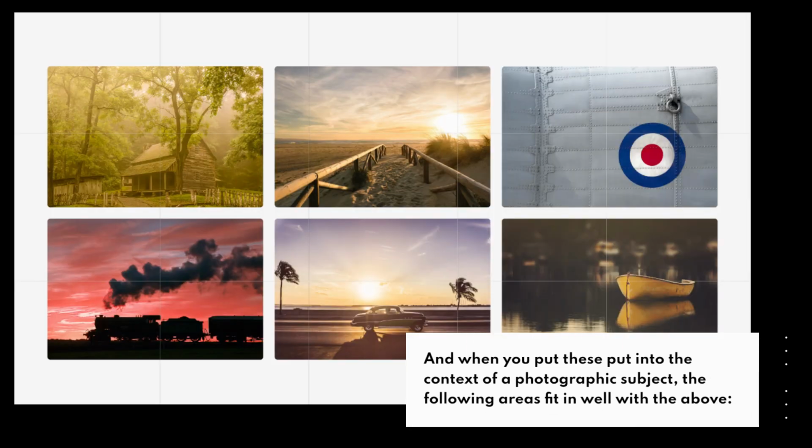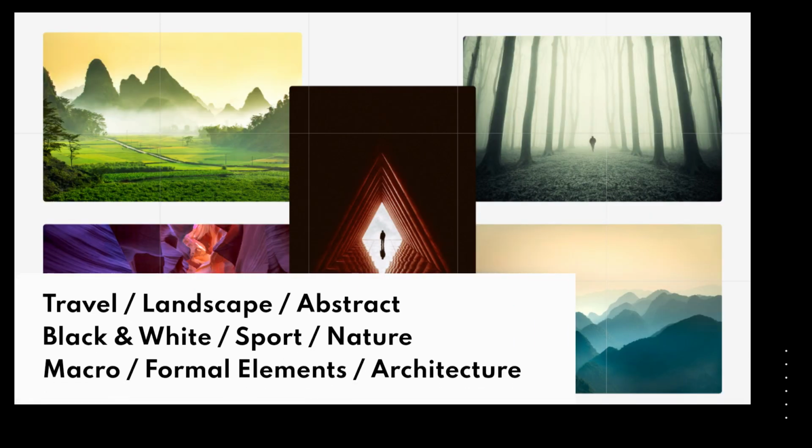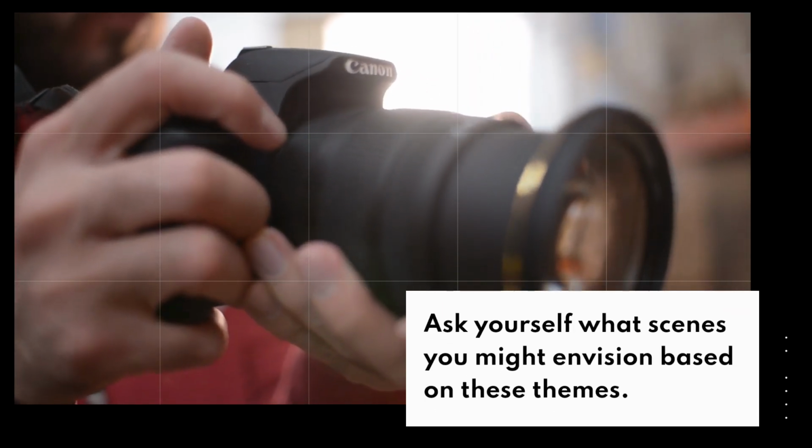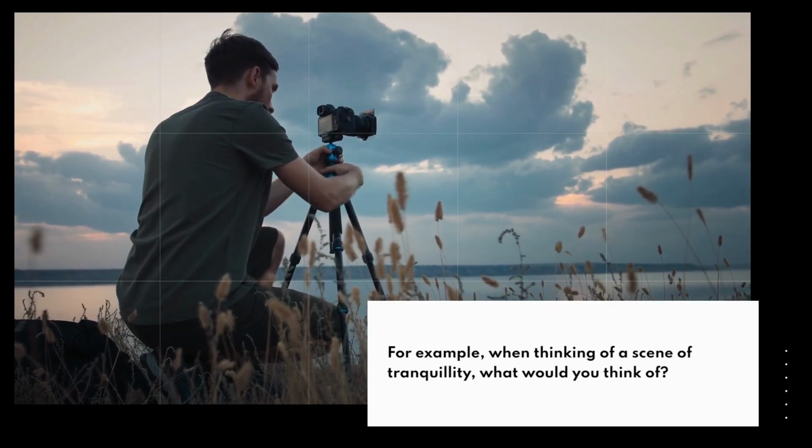And when you put these into the context of a photographic subject, the following areas fit in well with the above: travel, landscape, abstract, black and white, sport, nature, macro, formal elements, and architecture. Ask yourself what scenes you might envision based on these themes. For example, when thinking of a scene of tranquility, what would you think of?